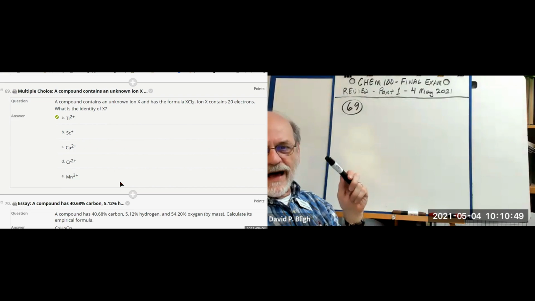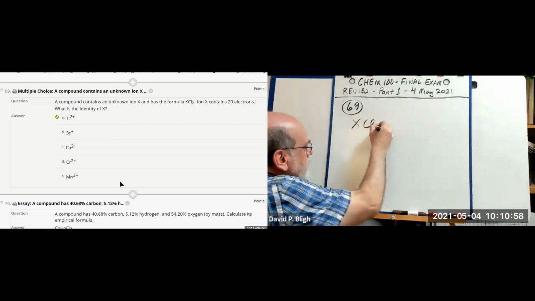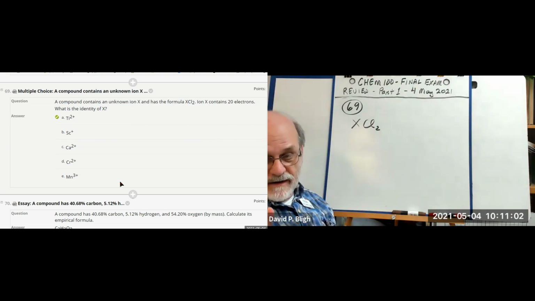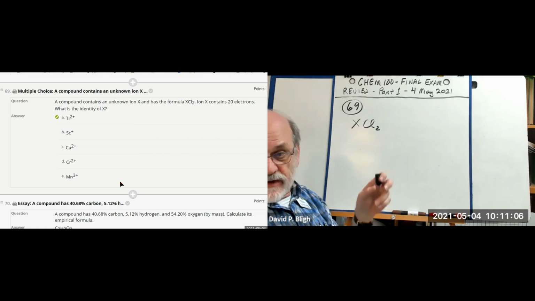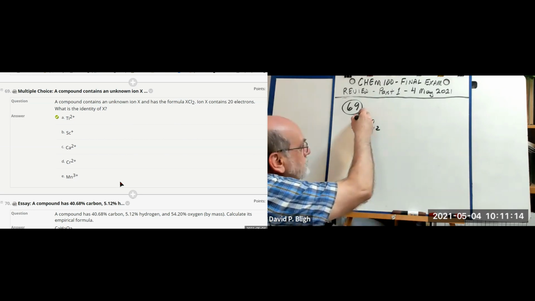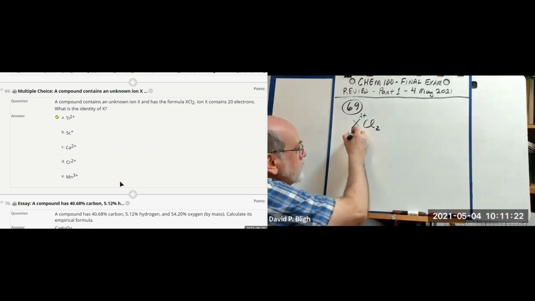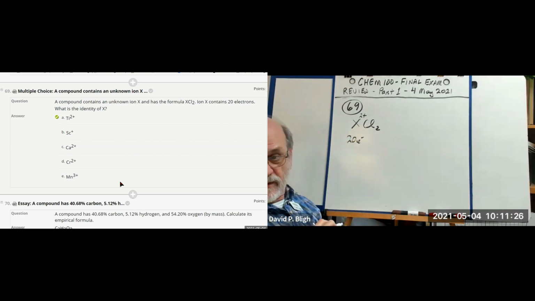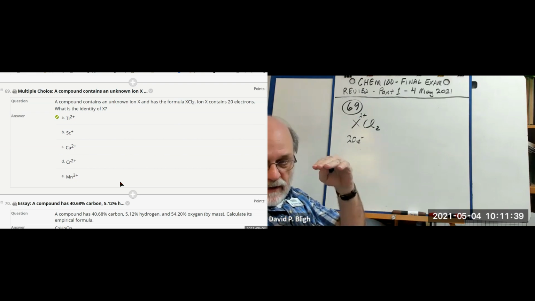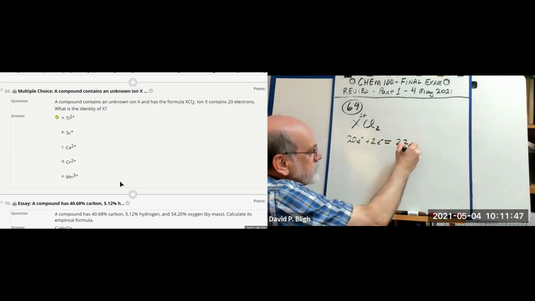A compound contains an unknown ion, X, and has the formula X dichloride. So X and 2 chlorines. It says it's an ionic compound. So we can say something about the charge, can't we? Chlorine's always -1. So X has to be +2. Right? So we know that. Now we know ion X contains 20 electrons. So how many protons does it have? Well, if we add 2 electrons to balance that out, that'll give us the number of protons, because in a neutral atom, the number of electrons and the number of protons have to be equal. So if we add 2, then that implies 22 protons.